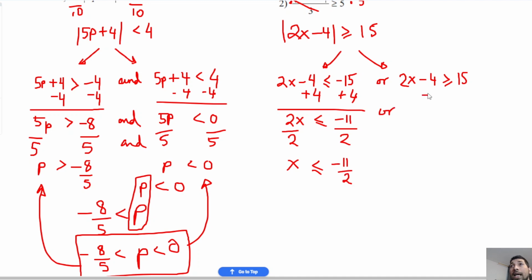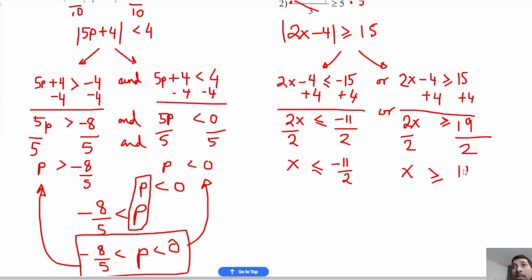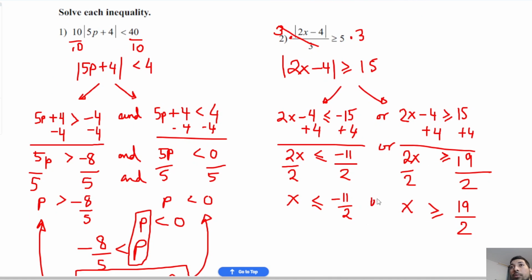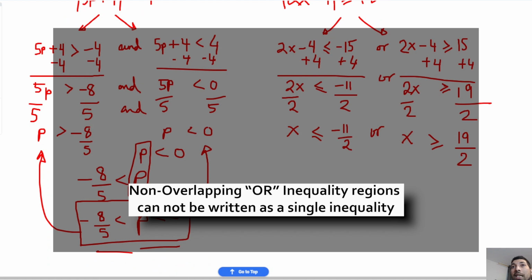For this one, again, we can add 4 on both sides. If we add 4, we get 2x. Here we add 15 and 4. We get 19. Divide both sides by 2. We get x greater than or equal to 19 over 2. Since these two inequalities are represented by OR inequalities, there would not be any overlapping region, so you cannot rewrite this as a single inequality. So that's our answer.